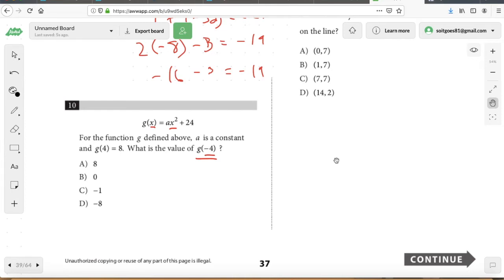So we got to find a. Now they tell us that g of 4 equals 8. So I know when I plug in a 4 for x, I get 8 as an output for that function. So I can set up an equation here pretty easily. g of 4, where there was an x, I'm going to plug in a 4, equals a times not x squared, but 4 squared, plus 24. That's just kind of how functions work.